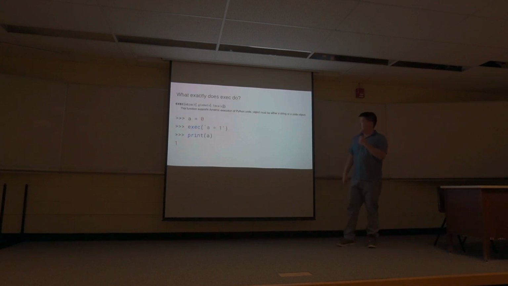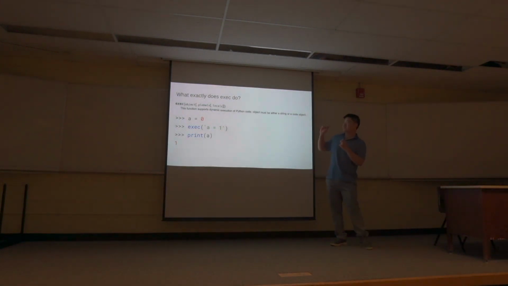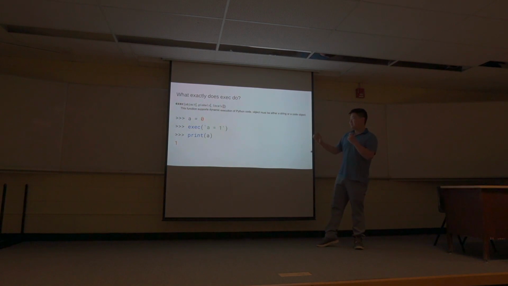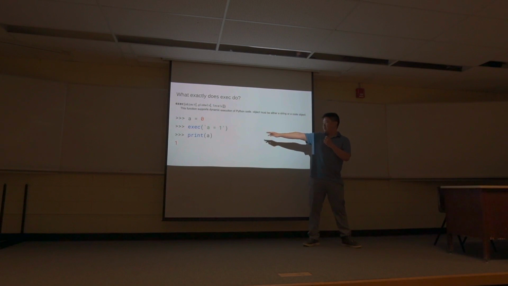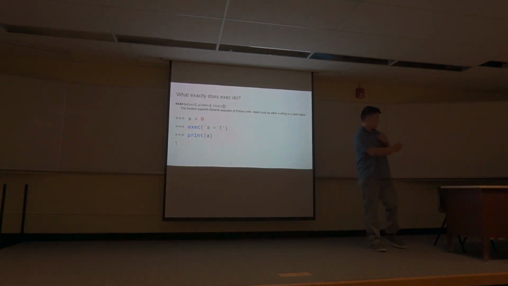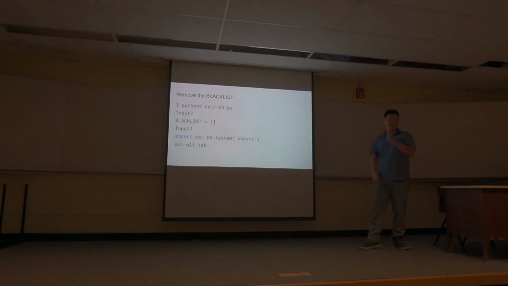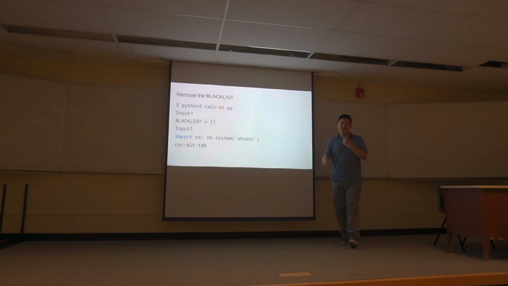Next slide. Instead, we're actually going to be thinking about something different. So what exactly does exec do? Well, in this case, exec, by definition, is a function that supports dynamic execution of Python code. And one other thing that it also does is that it changes the global state of whatever you're running. So in this case, you set A to 1, and you print A, it becomes 1. So in this case, we just remove the blacklist, and then we just execute it the same way as we normally do.